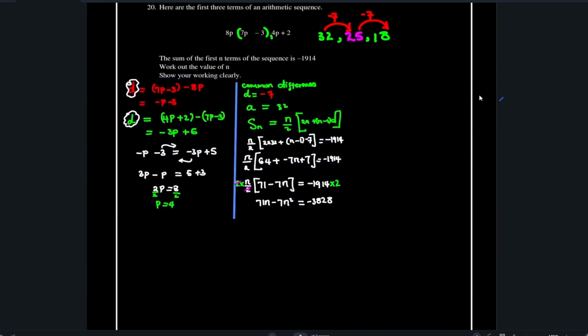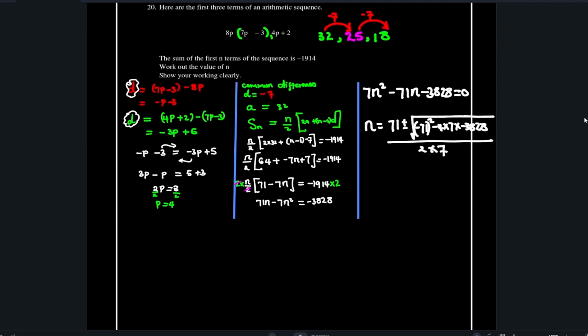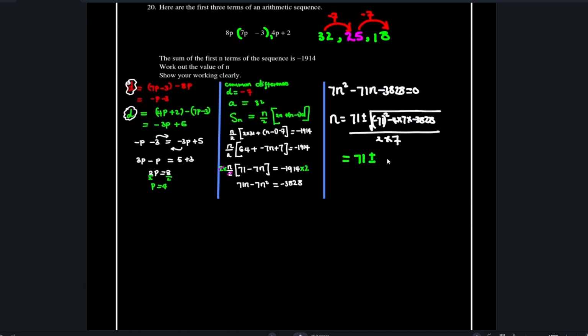What I've done is take the numbers on the left-hand side, that is negative 71n and negative 7n squared, to the other side so that we have 7n squared positive. Now we can find the value of n by substituting into the quadratic formula.